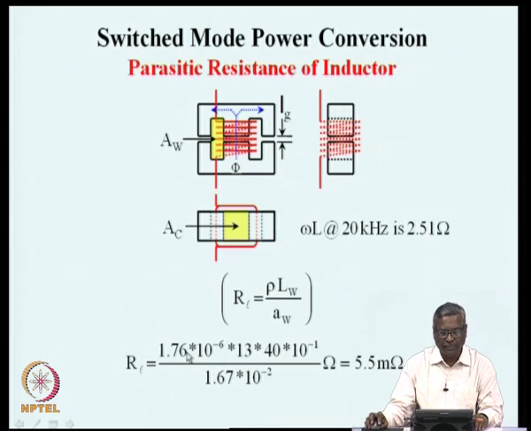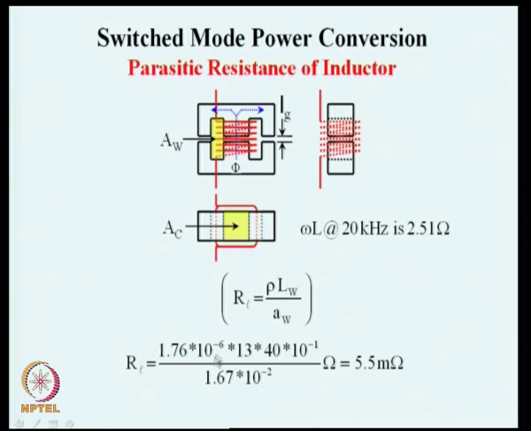Copper has 1.76 micro ohm centimeter as the resistivity, 13 number of turns, and each turn is 40 millimeter in length. We convert it into centimeter, and the cross section of the wire is 1.67 millimeter square, convert it into centimeter square. So, that gives a resistance of the wire at 5.5 milliohm.